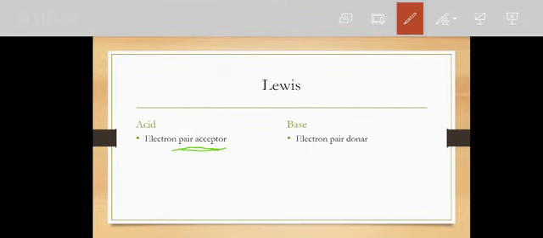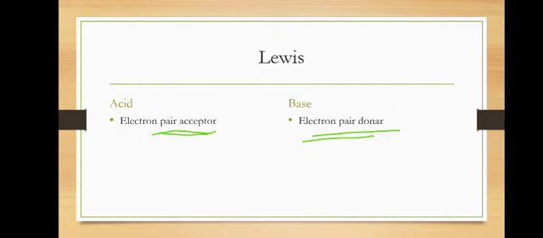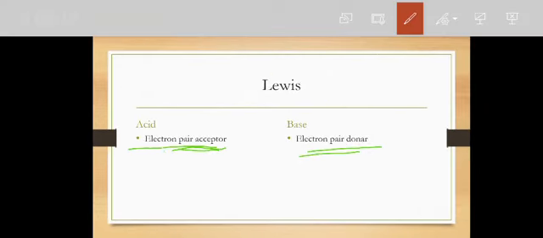So if it is an electron pair donor, that is a base. And an electron pair acceptor is an acid, and an electron pair donor is a base. So a Lewis acid is an electron pair acceptor. A Lewis acid is electron deficient, that's why it accepts electrons. Always remember, a Lewis acid is an electron deficient species.